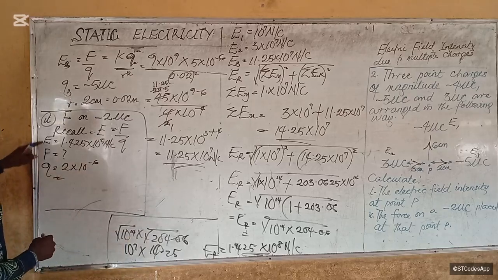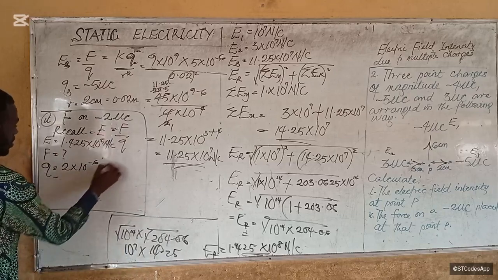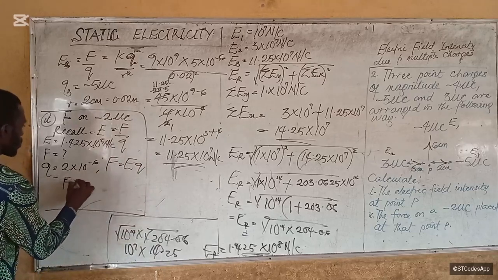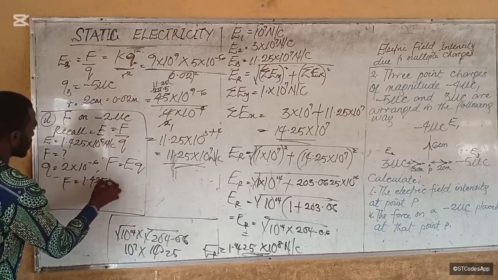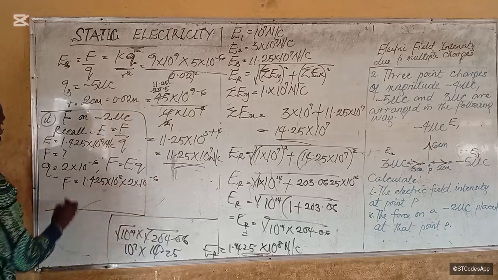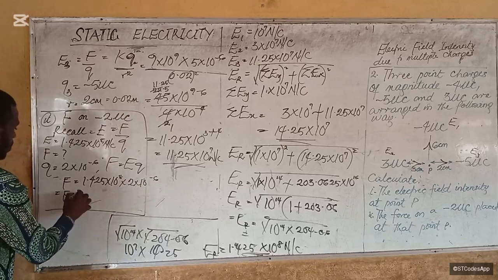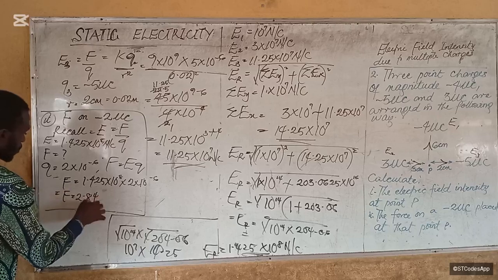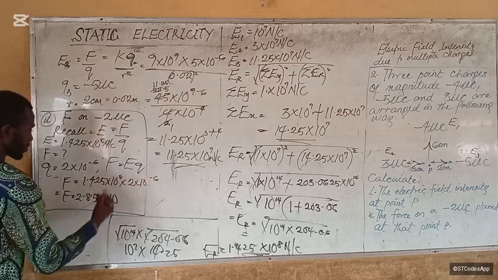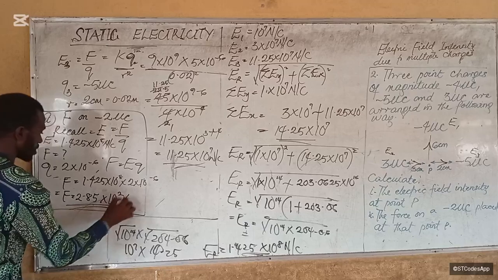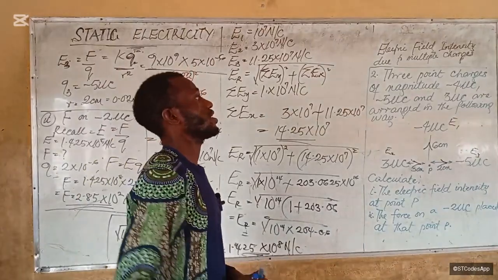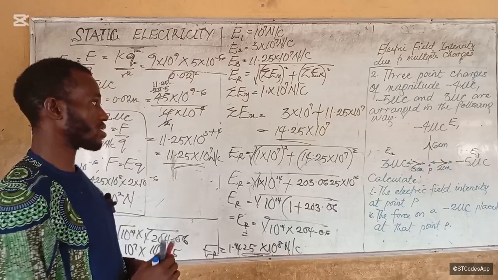So what do we do? Since we have this, it means that F from here will be equal to E times Q. Does that make sense? So our F will be equal to E, which is 1.425 times 10 to the power 8, times 2 times 10 to the power minus 6. So 2 times this will give us F equal to 2.85 times 10 raised to power 8 minus 6. That will be the answer, in newtons. All right. So that is how to find the electric field intensity due to multiple charges.